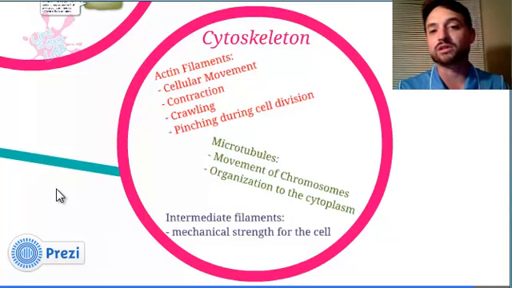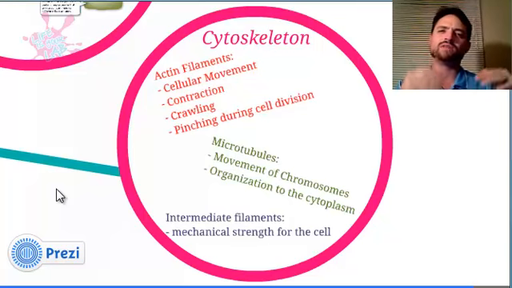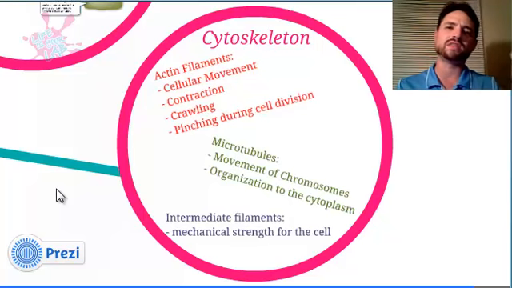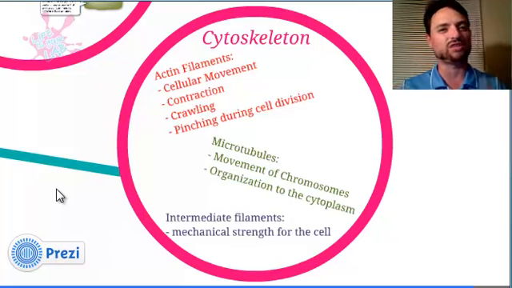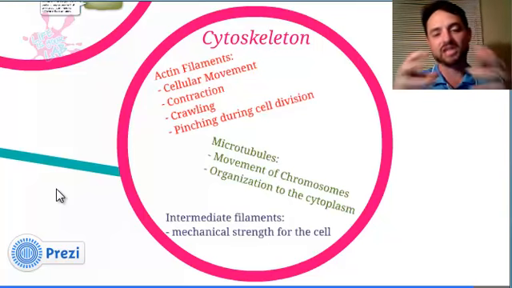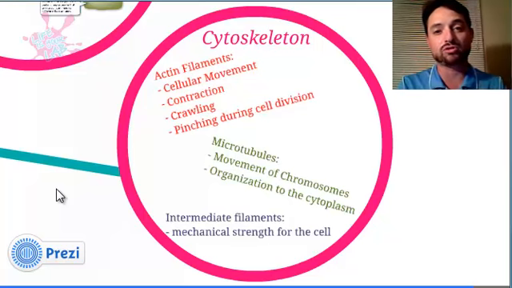Another type of cytoskeleton are microtubules. These are involved in the movement of the chromosomes during mitosis. We'll come back to those when we talk about mitosis. And they're also involved in organization. They kind of hold everything in place, making sure everything stays where it's supposed to. Stuff doesn't just float around inside of the cell, which is what a lot of people think, but it's actually got a spot, and it's held there by microtubules.